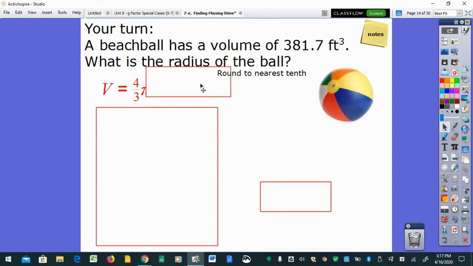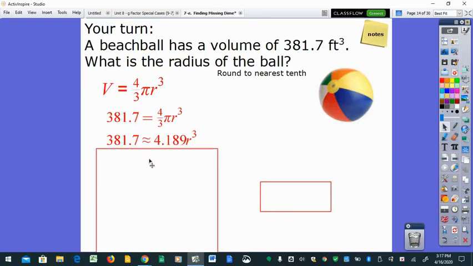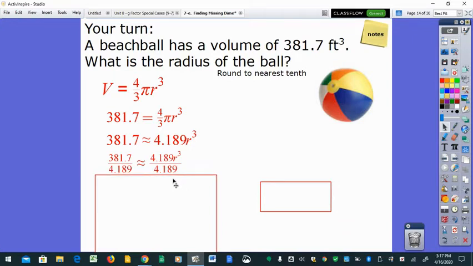I'm going to get my volume formula for a sphere. And I'm going to take 4 divided by 3 and multiply it by pi, and this is going to look familiar because we're doing that same math again that we did on the last one. That right there, the 4.189, is 4/3 times pi, and that always exists inside of a sphere formula. Now I want to solve for r to the third, so the opposite of multiplying would be to divide both sides by that 4.189.